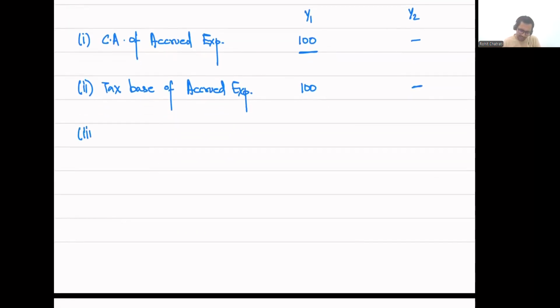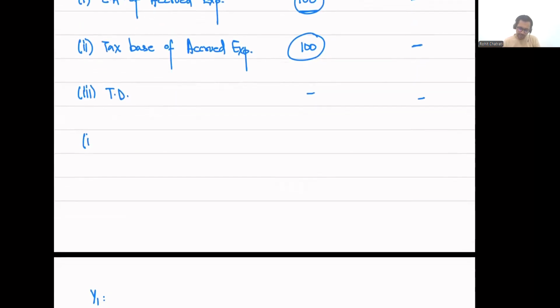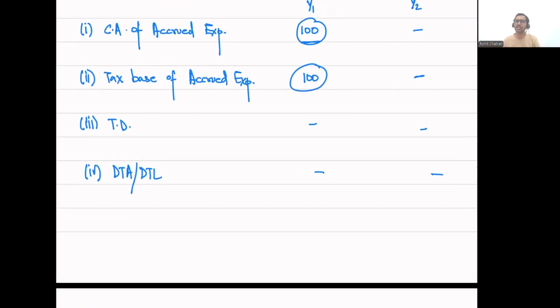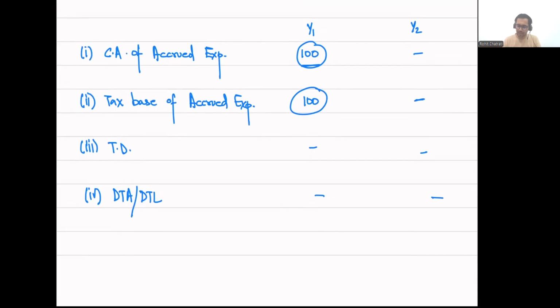The third step is calculating the temporary difference. The temporary difference for year one and year two is going to be equal to 0. I have a carrying amount of 100 and a tax base also of 100, therefore my temporary difference is equal to 0. If my temporary difference is 0, my DTA or DTL is going to be 0. I'm not going to have any deferred tax asset or deferred tax liability. So this type of liability, accrued expenses or any accrued fines and penalties which are non-deductible for tax purposes, result in no DTA or DTL, because there is no temporary difference.